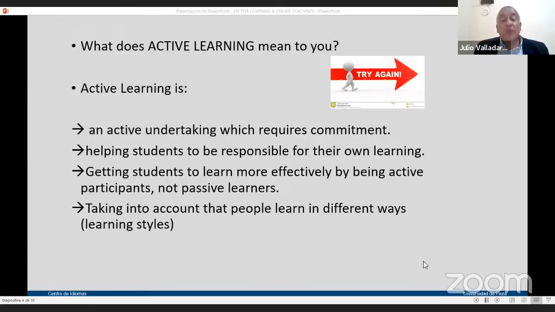Active learning is taking into account the idea that not everybody learns the same way. We're going to see the typical learning styles picture, the one we've been using for decades. I think now there are more learning styles, but we always use the main ones, I think there are 3 or 4. But yes, we should take into account that we do not learn in the same way.